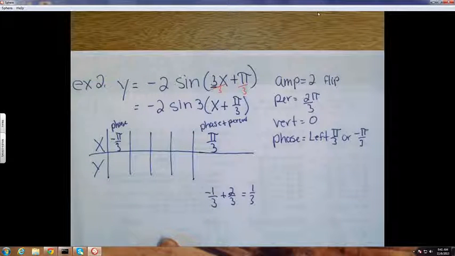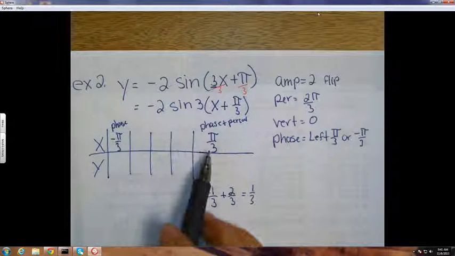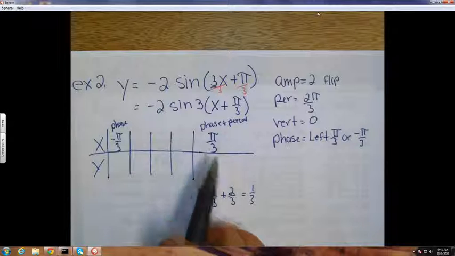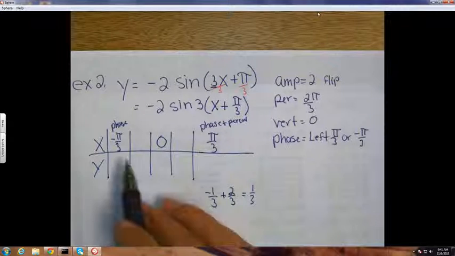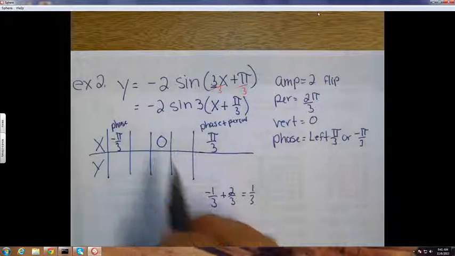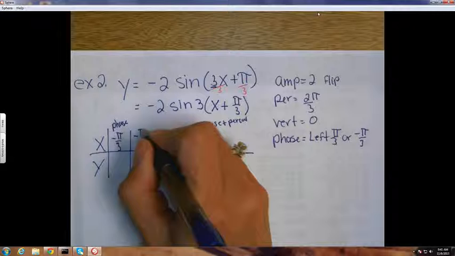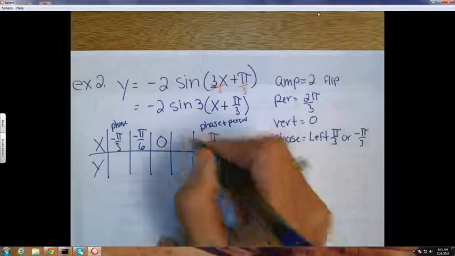Okay, what's the middle of negative 1/3 and positive 1/3? Zero. I've got to get one that doesn't hit 0 pretty quick, because they don't always hit 0 somewhere. Alright, what's the middle of negative 1/3 and 0? Negative pi over 6. And this must be positive pi over 6.